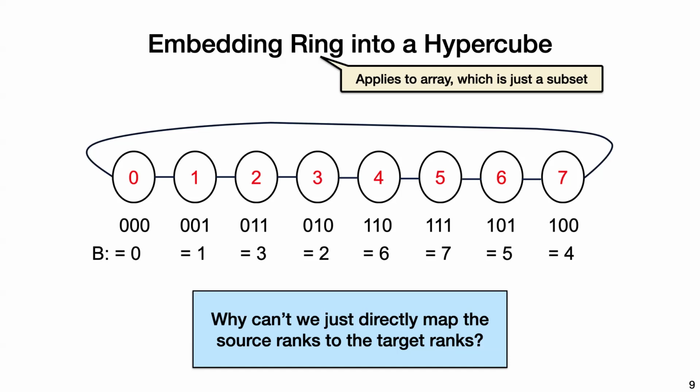Yeah, and I guess I answered this question already. Why can't you just directly map the source into the target, making everything itself in the target? It's because they're not necessarily connected in the target topology. You do it like that.